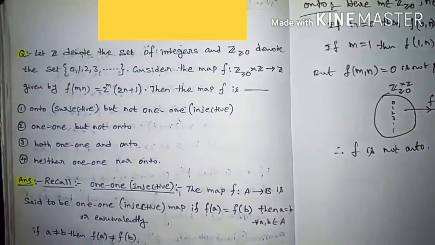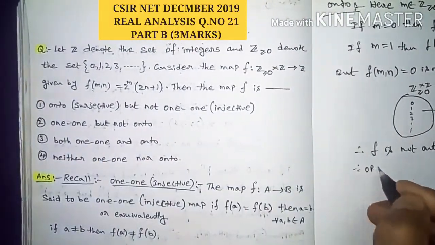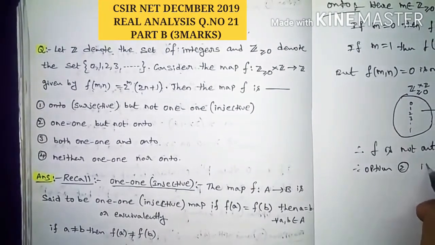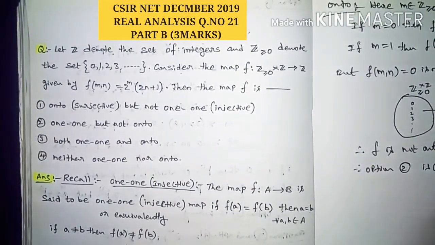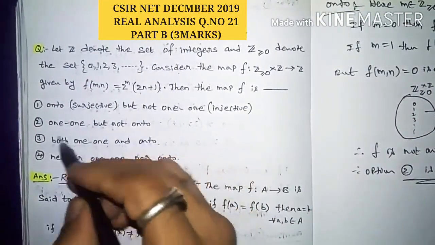That means our option number 2 is correct. Therefore option 2 is correct. So option number 2 is: this is one-one but not onto.